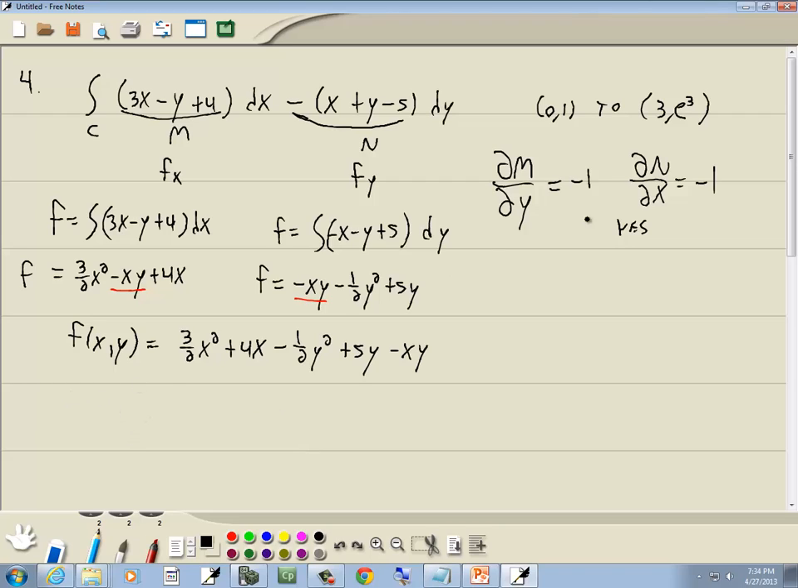Okay. Now we're going from this point to this point. So you put your ending one first. So we got 3, e to the third, and over here we'll put in 0, 1. So we're going to plug these into our function. So it's like this becomes f of 3, e to the third minus f of 0, 1.